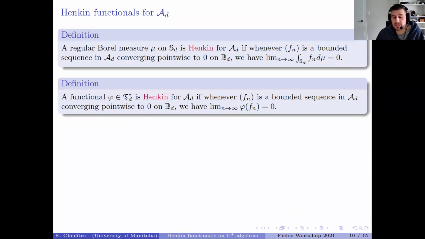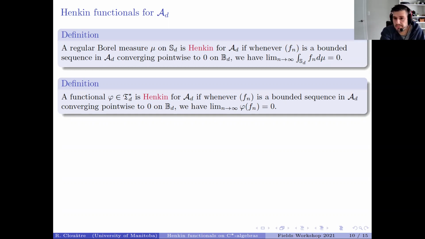And why is this different from what I told you about for the ball algebra? It is because of this algebra AD here. Notice what the condition in the definition is: it is that the sequence is bounded in AD, in the norm of AD. And the norm of AD is not the same as the norm on the ball algebra. So in principle, that looks like a different kind of object than a Henkin measure for the ball algebra.